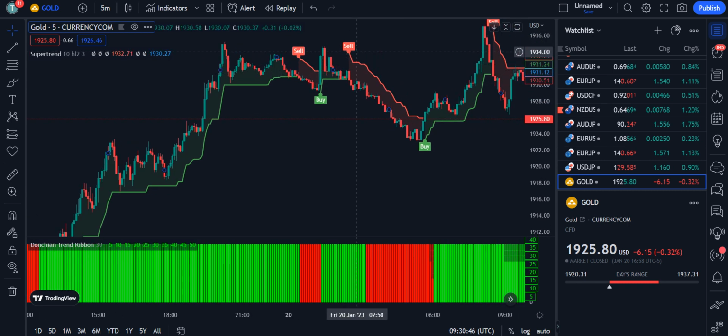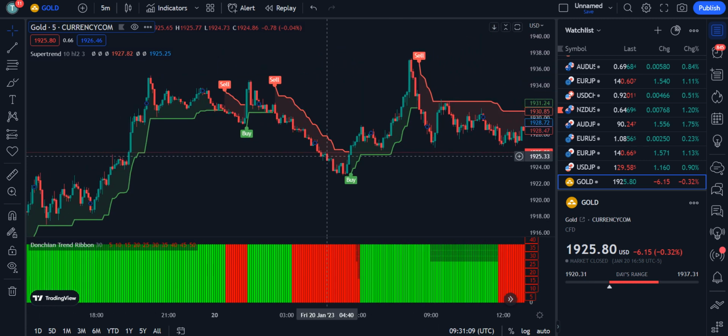But here, as it has given us another sell signal, and our Donchian Trend Ribbon indicator also shows us the red color candles here, we will enter the trade for the bearish signal and take the trade for the sell signal, as there are more sellers in the market than buyers. So this is very accurate according to its strategy, and we can use it for other charts as well.